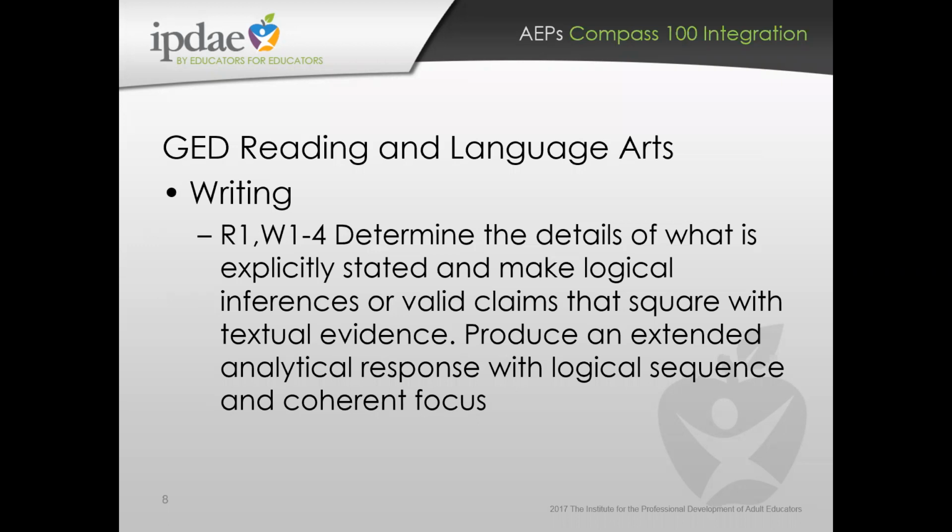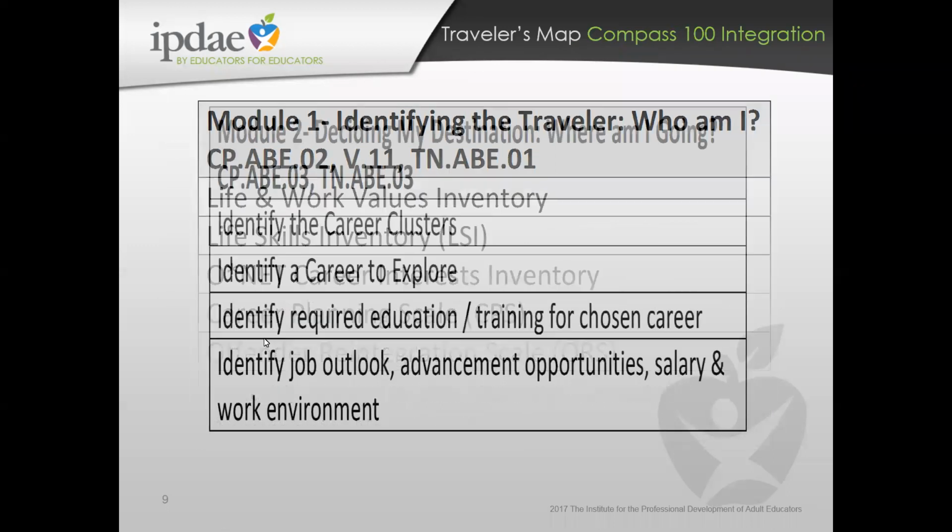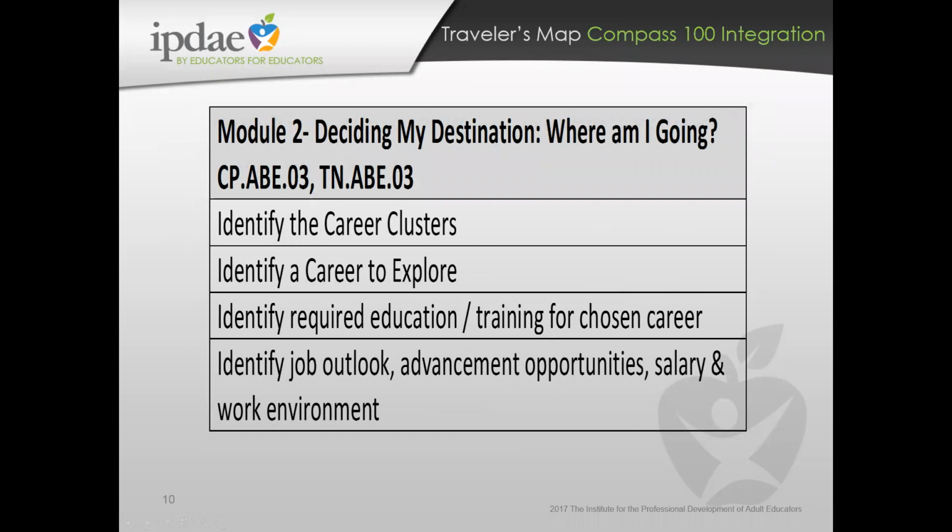So now let's take a look at our traveler's map for Compass 100 and see what it has to say about these topics. Looking at Module 1, you're looking at lots of inventories where you're gathering information about interests, skills, and needs. For Module 2, you're researching into careers, including some comparison and contrast. You're gathering data, evaluating data, making decisions.